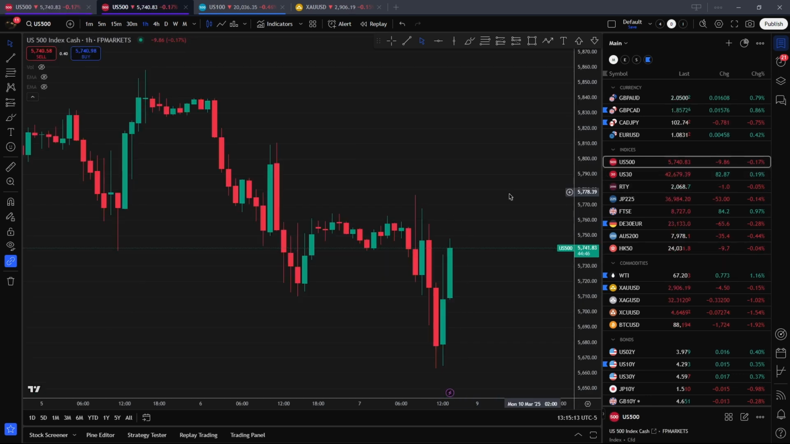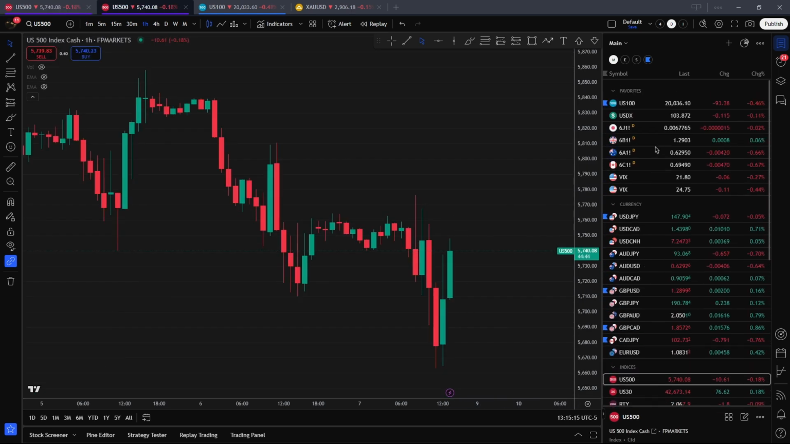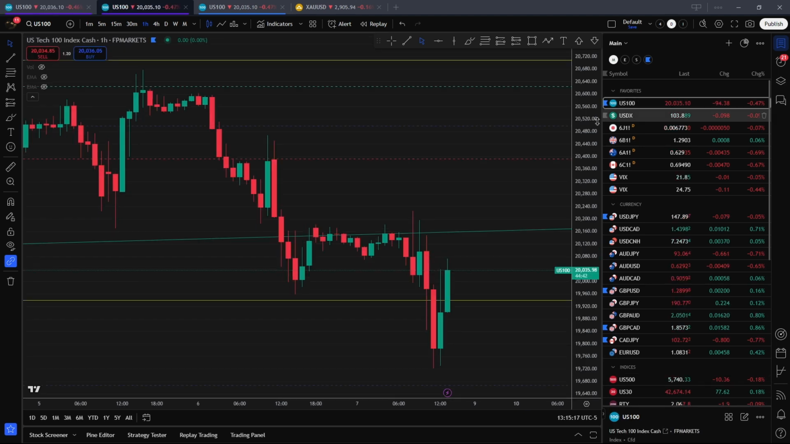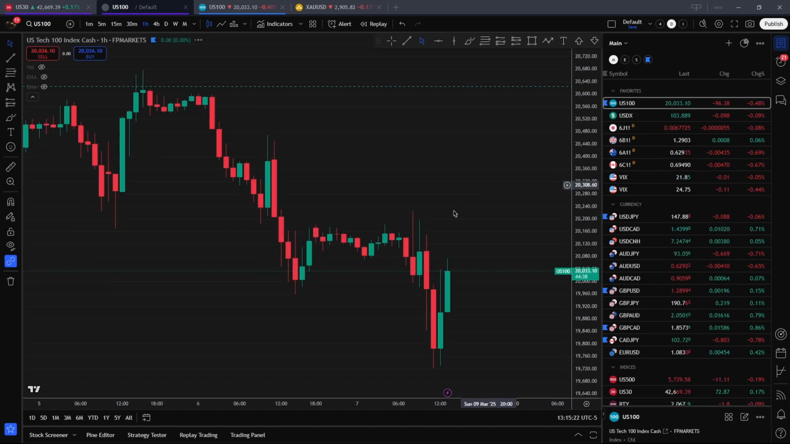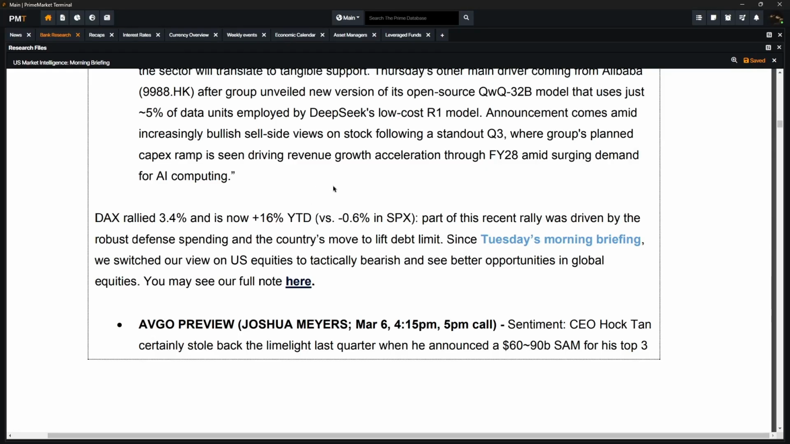So they're bearish on the S&P, the Dow, and the Nasdaq, right? And they are more focusing on European and Asian equities. So when I read this, the first thing that you need to say is JP Morgan, right? One of the largest banks in the world.